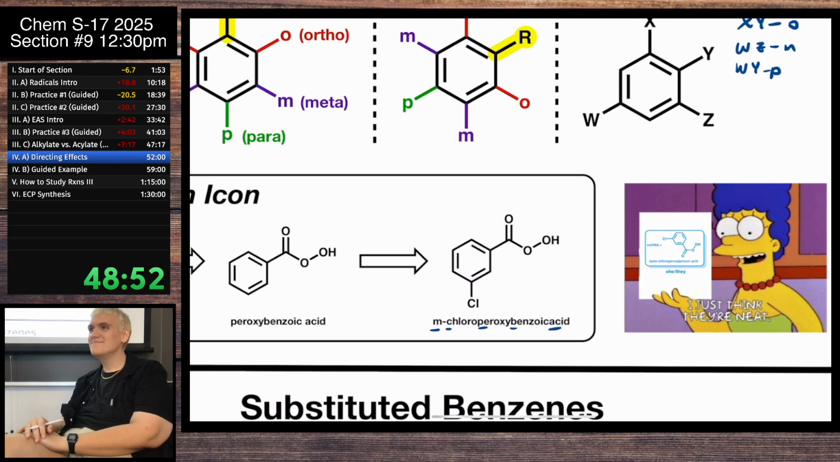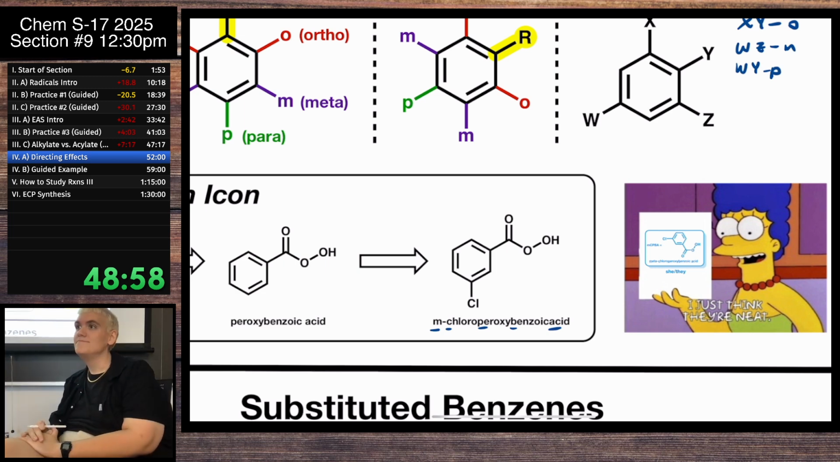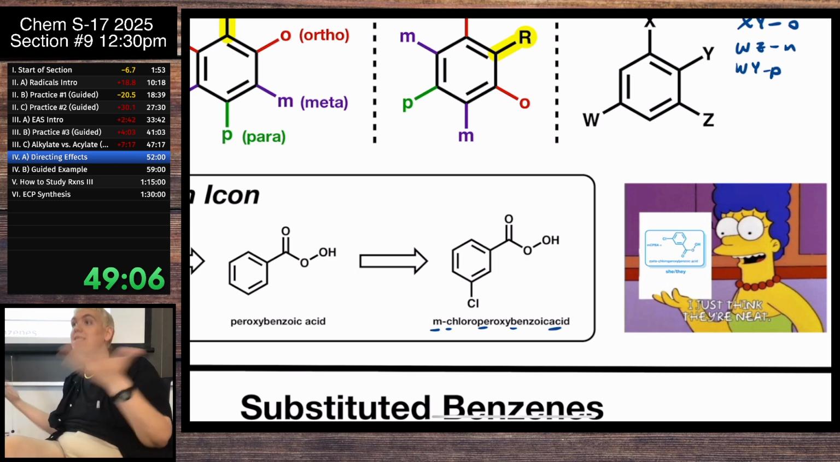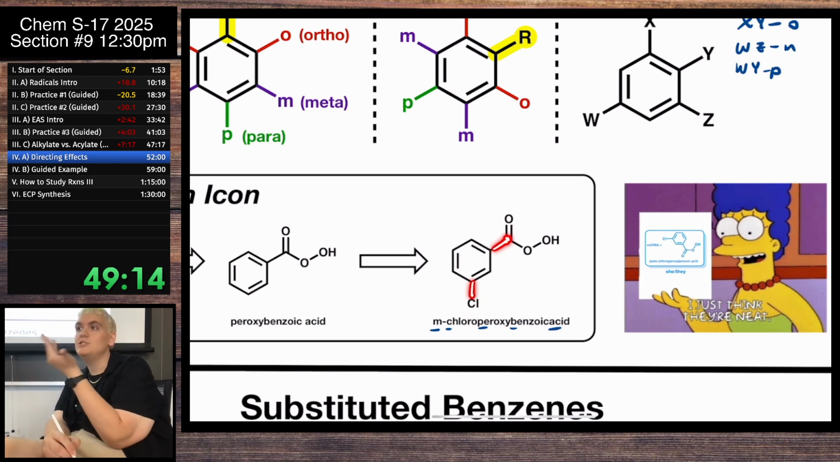Wait, is the chloride only meta? Like the chloride is only meta, right? Yeah. Because it won't be able to attach anywhere else because of the withdrawal and stuff. We haven't even gotten to that. This is just naming. The name of this compound is metachloroperoxybenzoic acid, and the meta comes from these being meta to each other. Oh, okay.